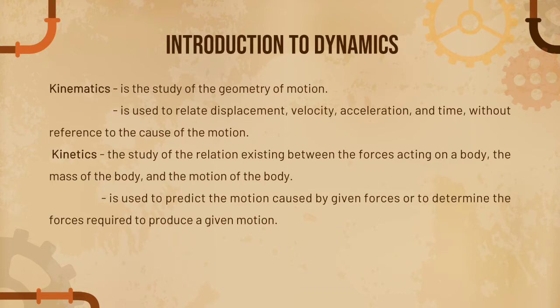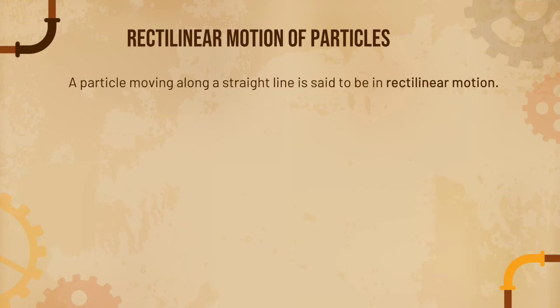Dynamics includes kinematics, which is a study of the geometry of motion. Kinematics is used to relate displacement, velocity, acceleration, and time, without reference to the cause of the motion. Kinetics is the study of the relation existing between the forces acting on a body, the mass of the body, and the motion of the body. Kinetics is used to predict the motion caused by given forces or to determine the forces required to produce a given motion.